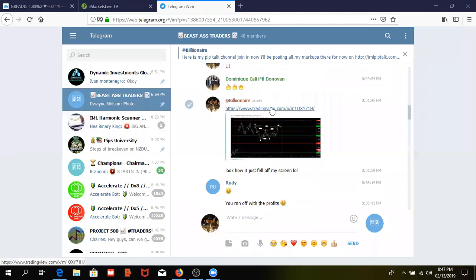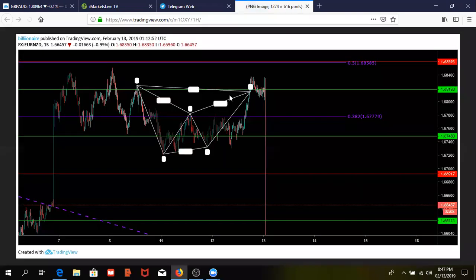This is the trade setup that I had last night. Watch this one, that Euro NZD trade. When I tell you this is my entry point right here. Look at that, nice bat pattern. Boom, came up, dropped, like crazy. I had my orders up here, and it just looked like that meme. Have y'all seen that meme with the red candlestick just fall off the computer?